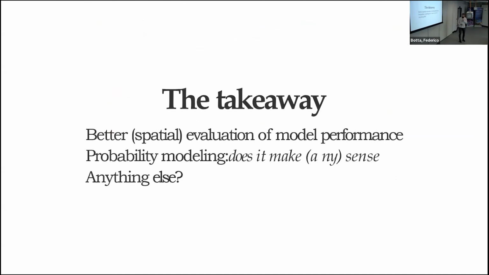So a couple of takeaways we have from this right now. We need better evaluation of model performance, one which takes into account spatial aspects of the problem. If anyone here has any ideas about the probability modeling, the layer on top of the neural network I was talking about, I'd be happy to hear whether it makes any sense to you, or if you have any other ideas of how to tackle these primarily geographical issues, not so much computer science issues. We'd be happy to hear them. Thank you.